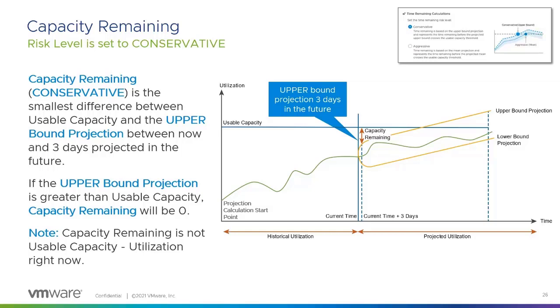in the future. But this can trip up some people because they don't realize that it is based on a projection. There's some assumptions that it's right now, but the important part here is this is a projection just 3 days into the future. So it takes that projection, looks out 3 days in the future, and then the difference between the upper bound and my usable capacity line is my capacity remaining. So this is looking at it from a conservative perspective. That's why I'm looking at the upper bound.